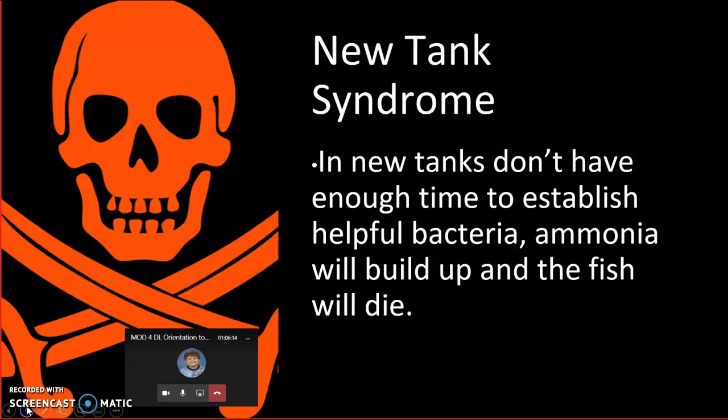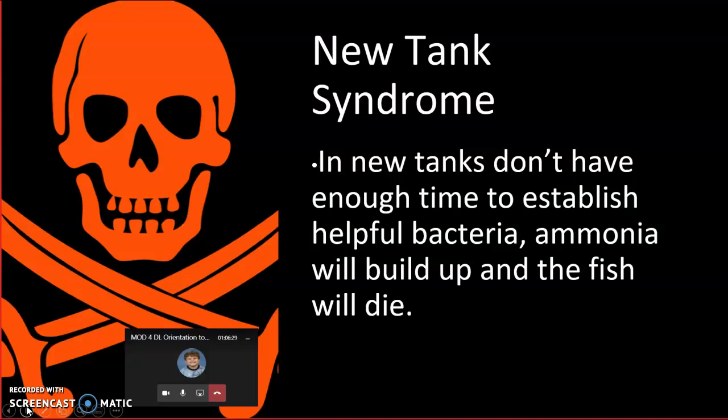New tank syndrome. If new tanks don't have enough time to establish helpful bacteria, ammonia will build up and the fish will die. Ammonia is blank number six.